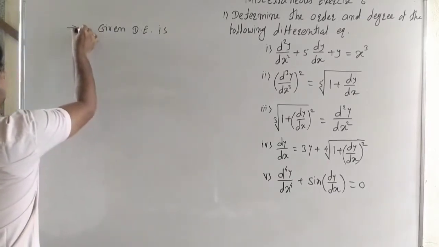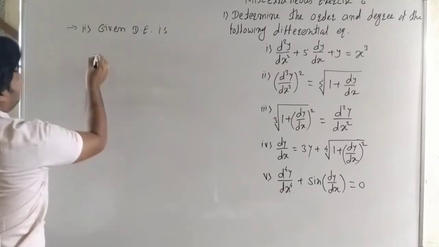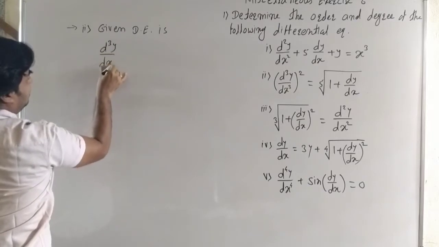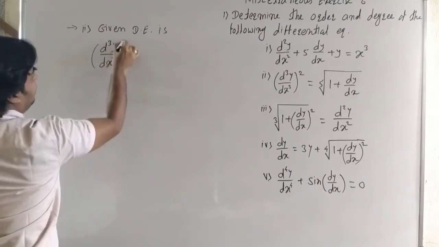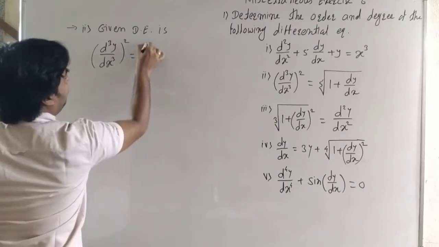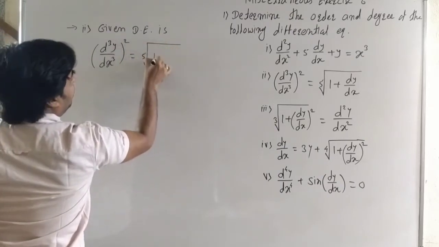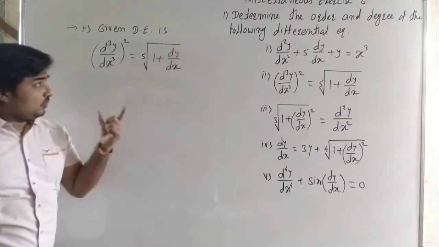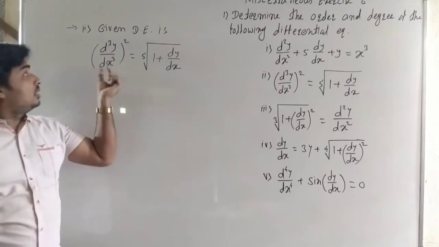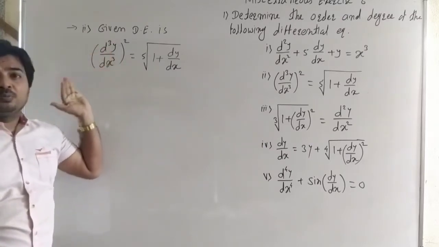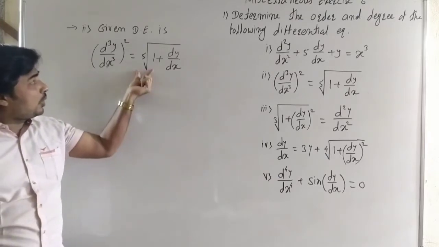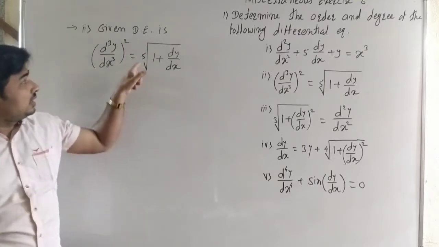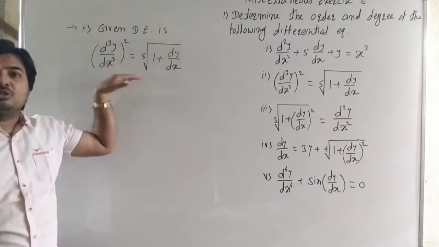Here in this second example, the given differential equation is d3y by dx3 whole square is equal to the fifth root of 1 plus dy by dx. Clearly the order is the third order derivative. To find the degree, we take the fifth power because it is a fifth root, and the powers of the differential coefficients must be integers only. Here it is a power 1 by 5, so it is not a polynomial.